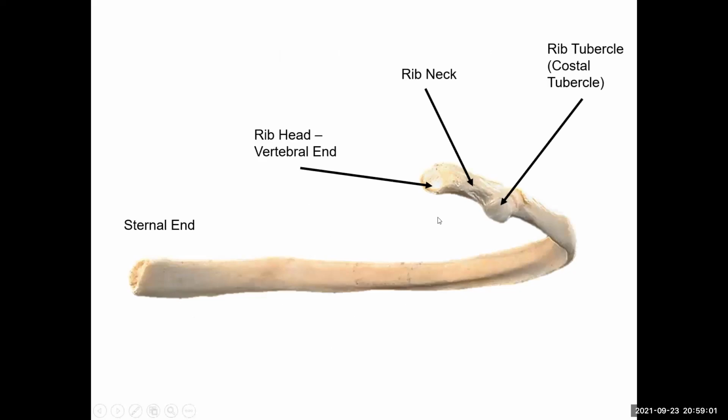So first of all, this end here with all this stuff, that's the vertebral end. Where the rib starts to flatten out here, that's the sternal end. This first knob at the end of the rib is the rib head or costal head. Then it tapers down for a brief period here. That's the neck. And then you have this bump here. That's the costal or rib tubercle. This will attach onto the vertebral body. This will attach onto the transverse process.